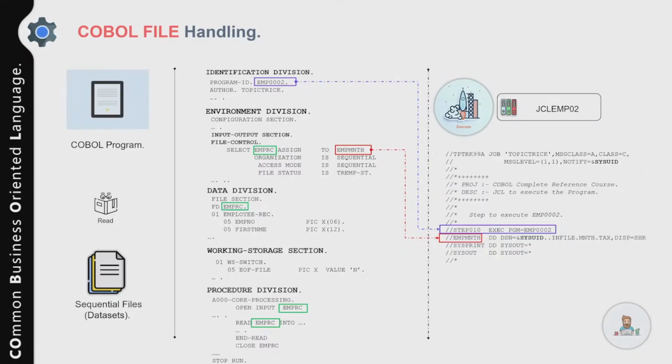Now the question is that you have created your program, you have compiled it. Now how to execute that program on mainframe? So for that, you need a JCL. The term JCL stands for Job Control Language, and it is a command language of the z/OS operating system.